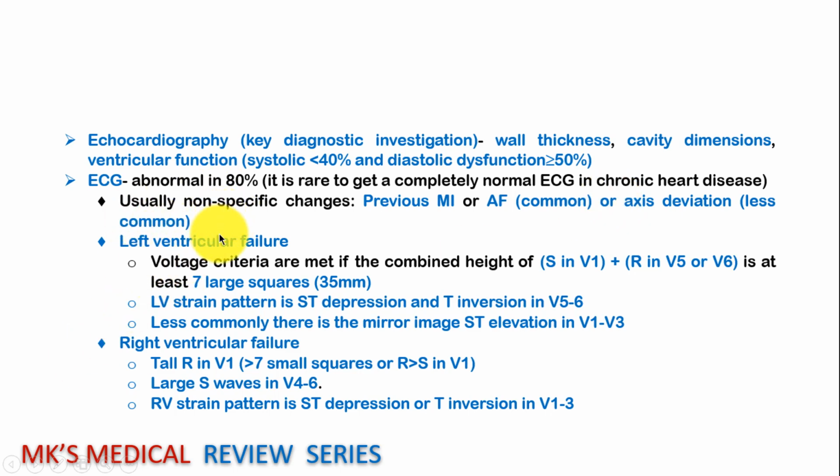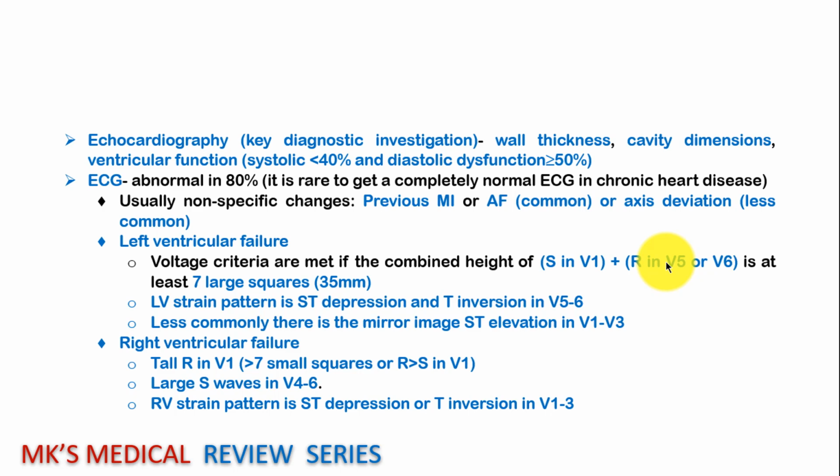So this is how you denote this on your ECG. So remember that you have a QRS complex. The Q wave is a negative deflection, the R wave is a positive deflection, and the S wave is a negative deflection. So the height of the S wave in lead V1 plus the height of the R wave in V5 or V6 should be at most 7 squares. If it's more than 7 squares, then there's most likely left ventricular hypertrophy.